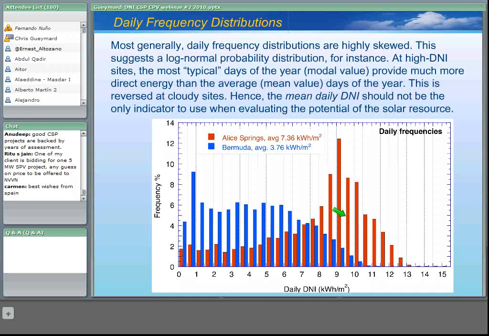One important thing to note is that at very high DNI sites like Alice Springs in Australia, you have the most typical days of the year, which is represented by this modal value. These days provide much more direct energy than the average, the mean value, which is about here. So this behavior is reversed at cloudy sites. And so it means that the mean daily DNI should not be the only indicator to use when evaluating the potential of the solar resource, since you have a lot more energy during this kind of days.